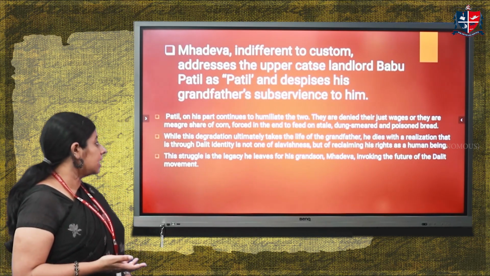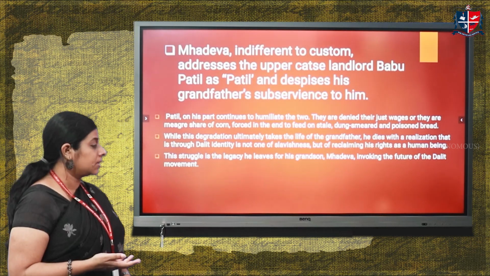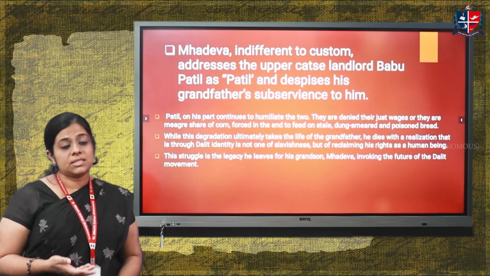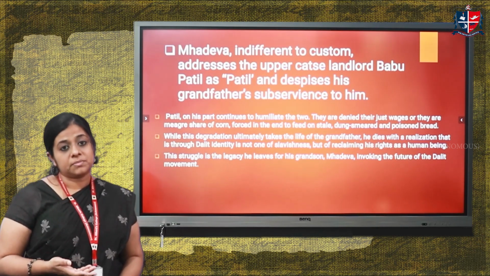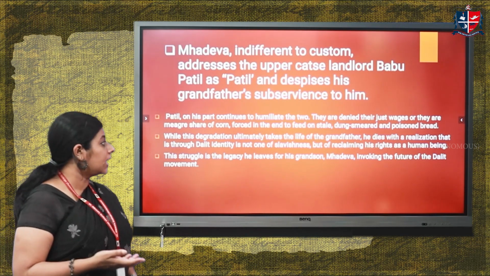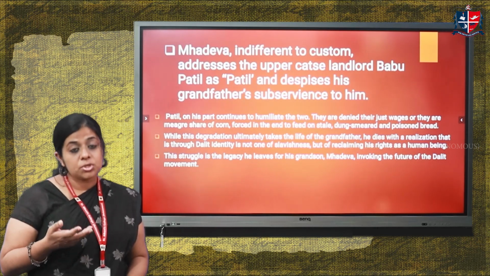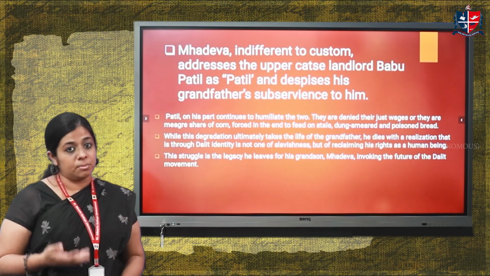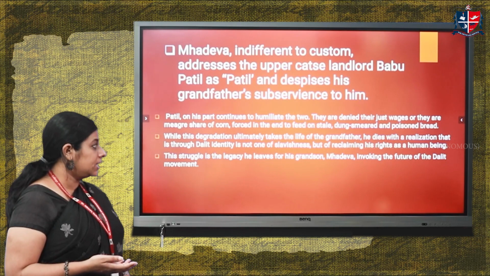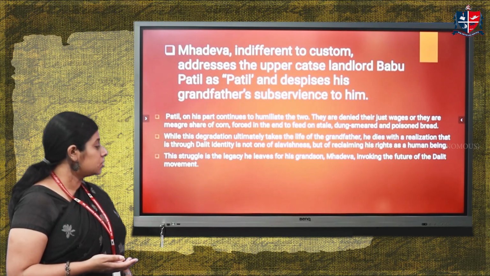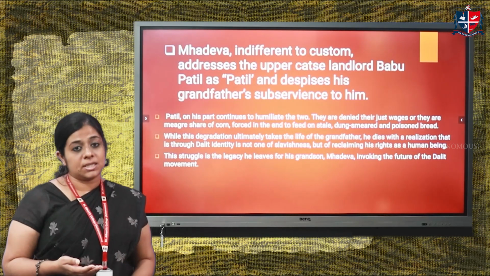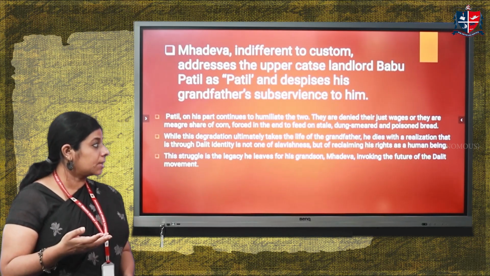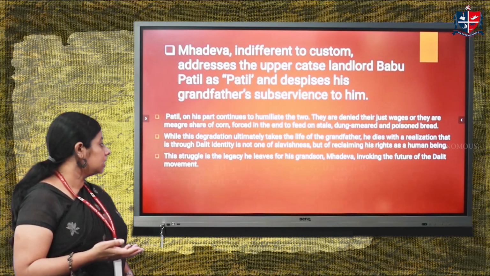He dies with the realization that the Dalit identity is not one of slavishness but of reclaiming his rights as a human being. He dies in a very tragic way, telling his grandson Mahadeva that the Dalit identity should not be one of subjugation, oppression, exploitation, or slavishness, and therefore it should be something of humanity. This struggle is the legacy he leaves for his grandson Mahadeva, who sees it as something that can be invoked by the future of the Dalit movement.